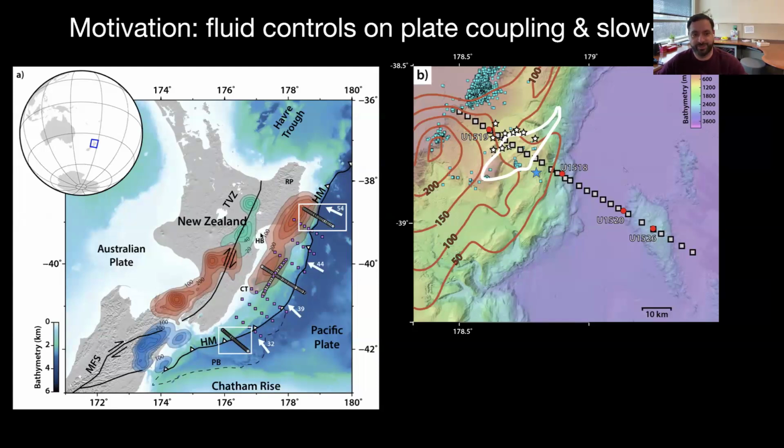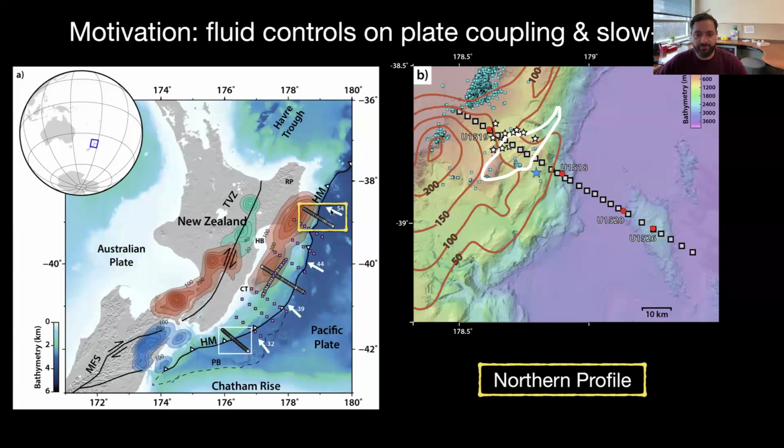And so our question ultimately is, what's the role of fluid? Are fluids somehow responsible for where you have slow slip events versus where you have high plate coupling and the expectation that there will be a larger megathrust earthquake sometime in the future?